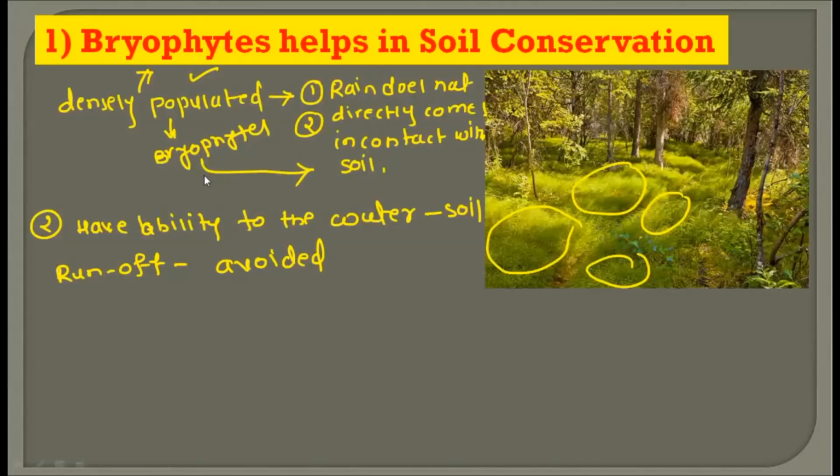So here we can see the bryophytes have formed a carpet on the floor of the forest, and this carpet avoids the direct contact of rain with that of soil. And secondly, these bryophytes have the ability to hold the water for a longer period of time, and that means that water is slowly given out to the soil. And due to this, the runoff of water is avoided, and consequently, the runoff of the soil is also avoided. In this way, bryophytes help in the soil conservation.